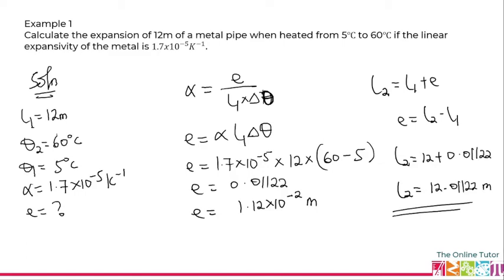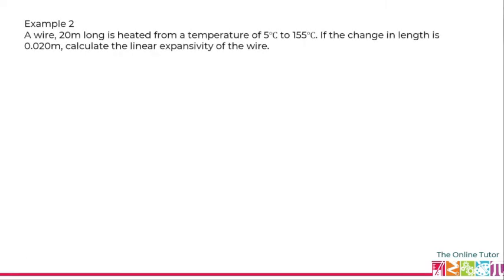Now let's have a look at the second example under this topic. Example number 2: a wire 20 meters long is heated from a temperature of 5 degrees Celsius to 155 degrees Celsius. If the change in length is 0.020 meters, we are to calculate the linear expansivity of the wire. So let's look at the solution that we have for this problem.